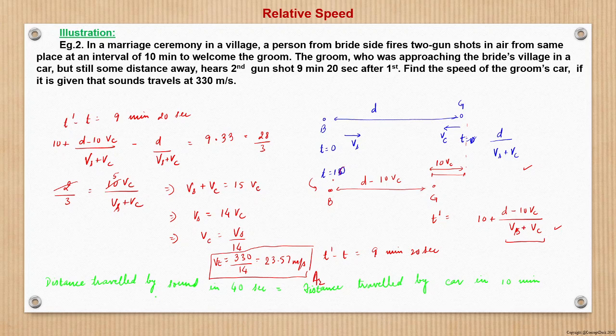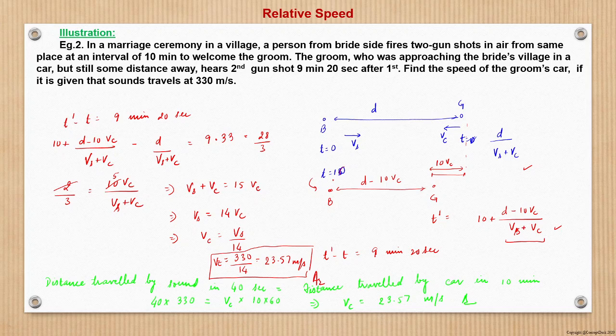So that becomes 40 seconds into speed, which is 330 meter per second, and that should be equal to the distance traveled, which is nothing but velocity of car Vc into 10 minutes. So 10 into 60. If we solve this, we get Vc equal to 23.57 meter per second, which is same as what we obtained here. But method one was important to build the concept.